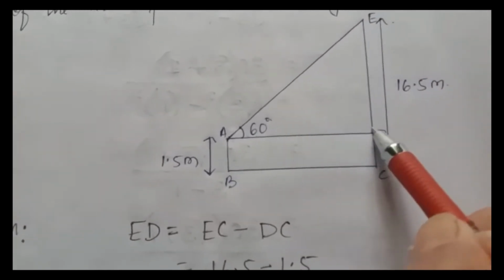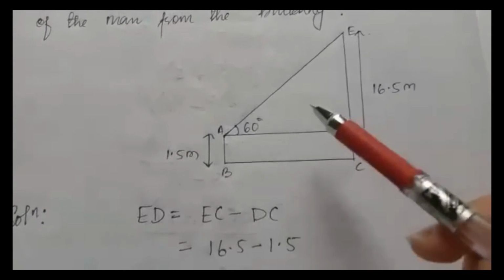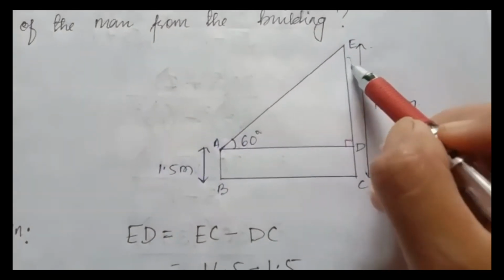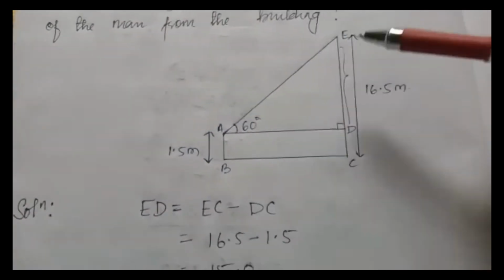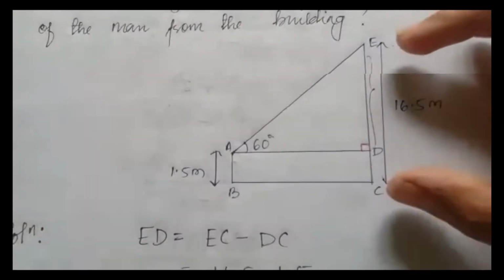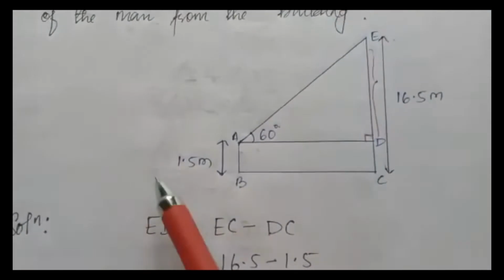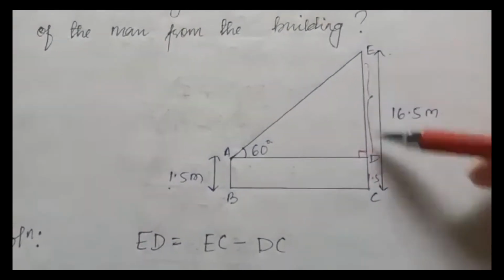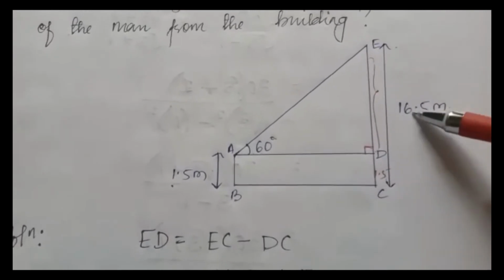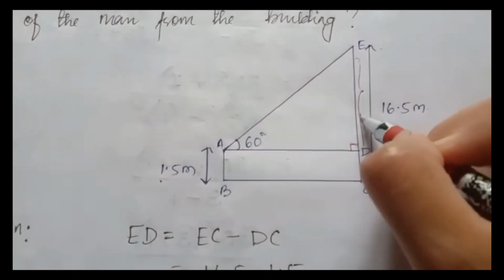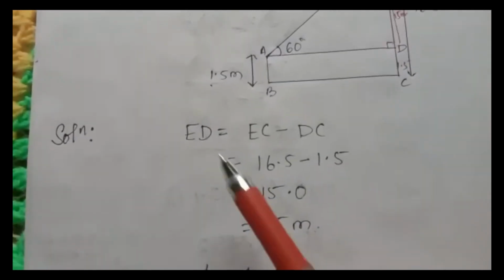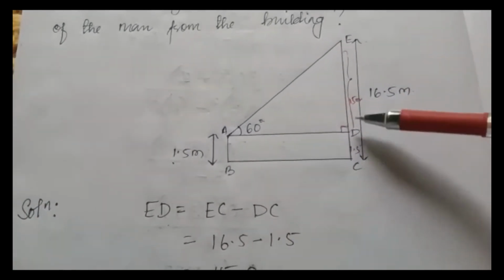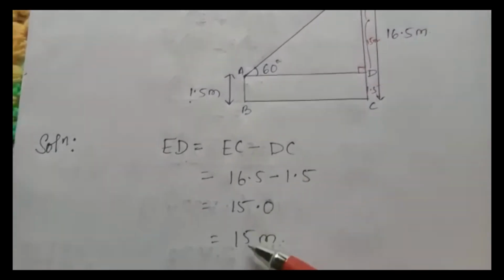So here we have only one right angle triangle. This is the right angle triangle. Do not consider this. So in this triangle, this is perpendicular, right? ED is perpendicular. This is 16.5 and this is 1.5. This is also 1.5. So to find ED, you have to subtract this 1.5 from 16.5. So on subtraction, you'll get 15 meter. So to find ED, you have to do EC minus DC, and you'll get 15 meter.